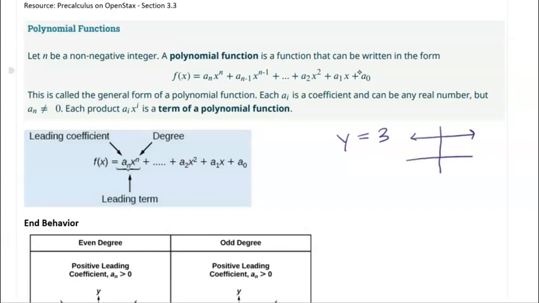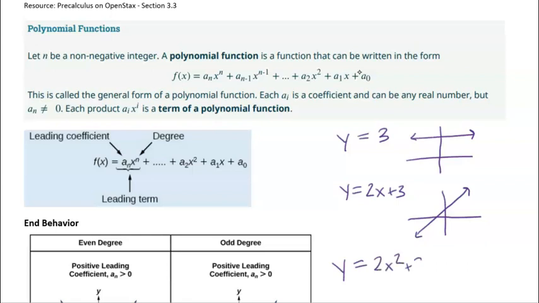I do want to point out that constant functions like y equals 3 is a type of polynomial. A line like 2x plus 3 is a type of polynomial. And quadratics are also types of polynomials. However, we can have any degree, again, non-negative integers for those degrees, could go up to like 100, 1,000. It can be really, really crazy. So we need to know what these graphs look like.